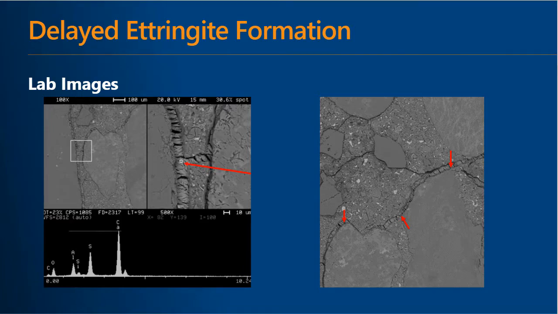And then of course, like I mentioned, we can get some elemental information and look for the chemical signature for ettringite, which is a calcium sulfo aluminate shown in the bottom of that left image.